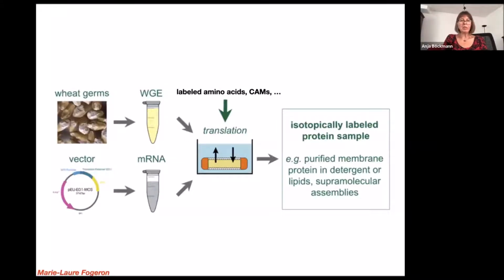So we make these extracts. We add the mRNA for the protein of interest. And then we use dialysis cups in a buffer solution. Obviously you add labeled amino acids. You also add some energy providing substitutes, and you can add the CAMs, and then you get this isotopically labeled protein sample, and you can do that for several proteins.